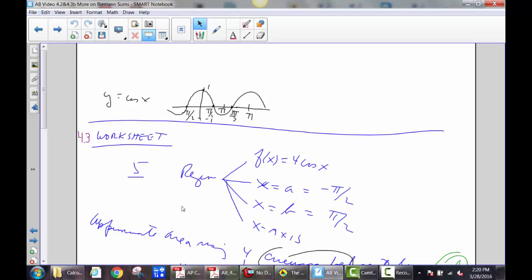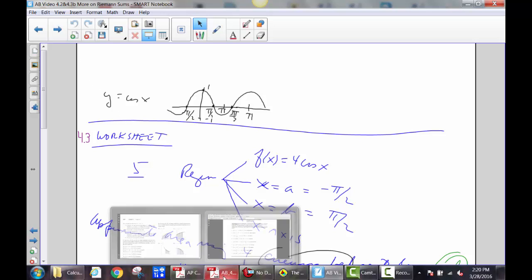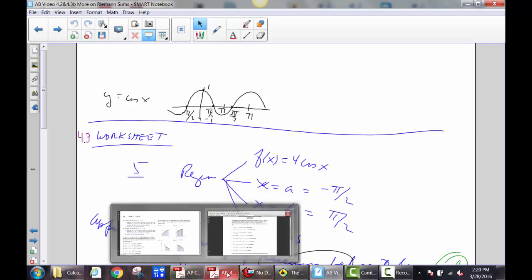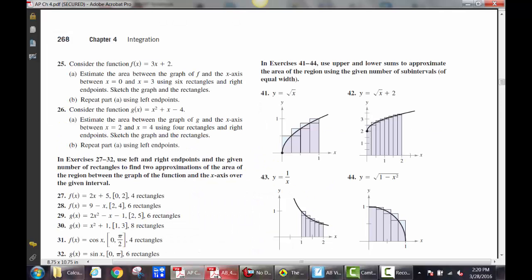Okay, so this is the worksheet. Is that it? No, that's not it. Oh, that is it. No, that is not it.